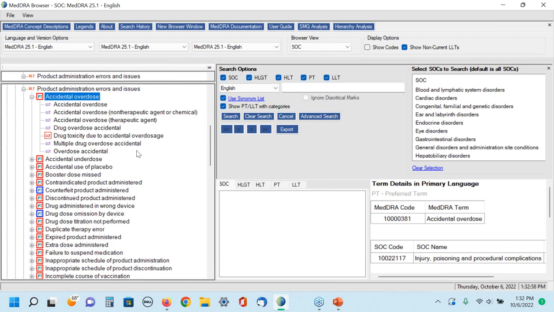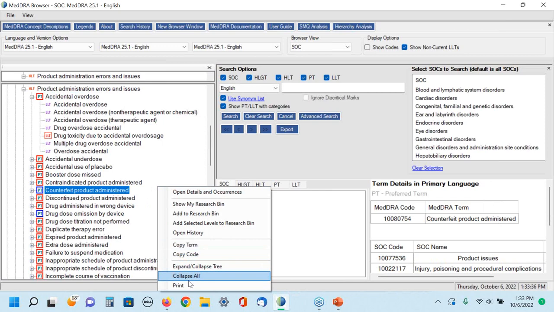The whole point is that both of those LLTs are under the same medical concept or PT, which is accidental overdose. And when it comes time for data analysis, you would actually be looking at that PT. So it doesn't really make a difference which of those two LLTs you selected, but the important concept here was it was an overdose by MedDRA's concept description, and because it was based on a dose miscalculation that was accidental, it's an accidental overdose.